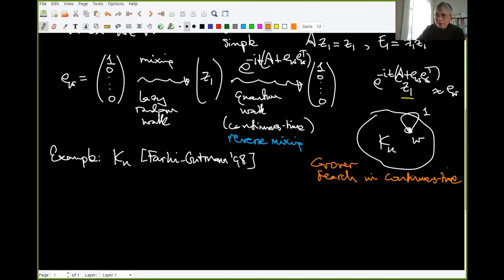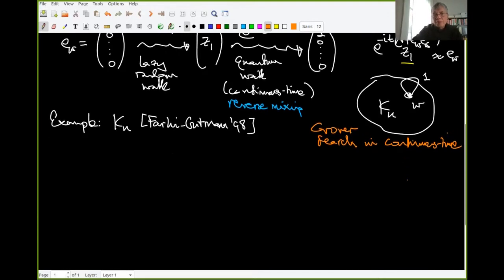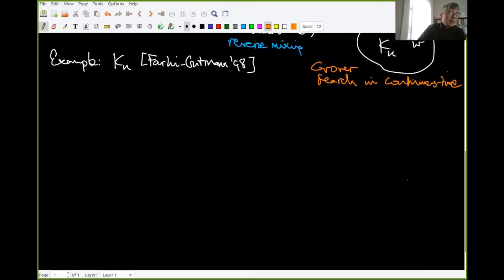So Grover's search is known to be equivalent to a discrete time quantum walk on the complete graph. What I'd like to show you here is the formulation by Farhi and Gutmann that views Grover search in continuous time. Okay, so here's the example. I've picked the complete graph, and the principal eigenvector, normalized, looks like this.